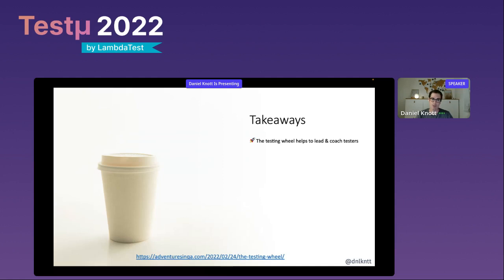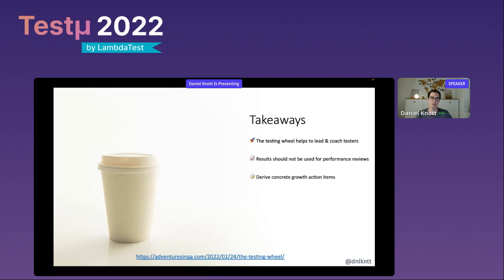So what are the takeaways? The testing wheel helps the team lead to coach testers. Right? It really helps you to grow people. As I said multiple times, don't use it as performance reviews. Just use it as a discussion to trigger nice talks and to see where it's going.